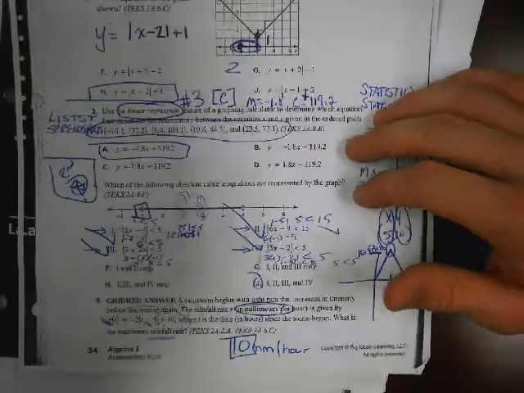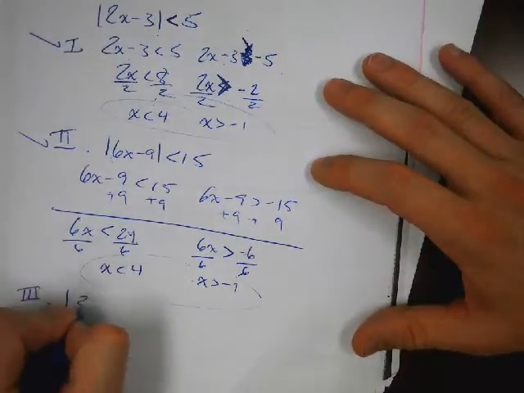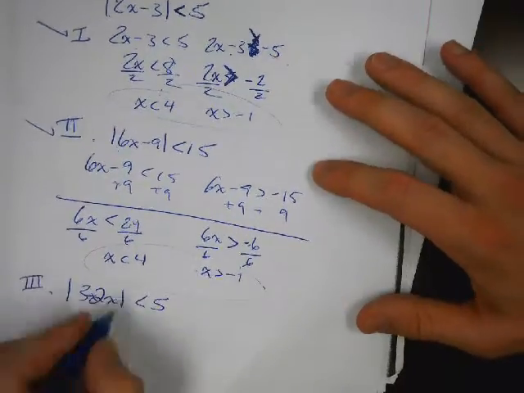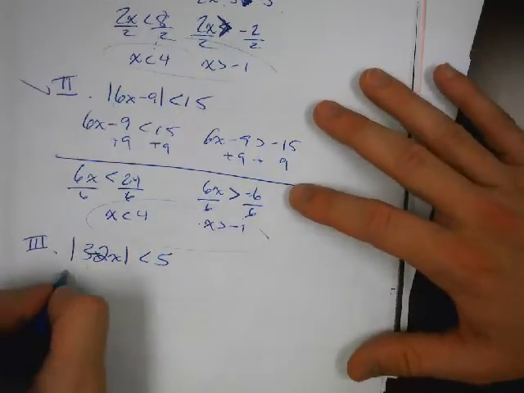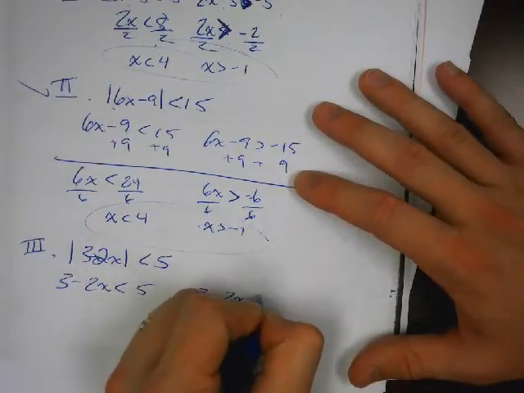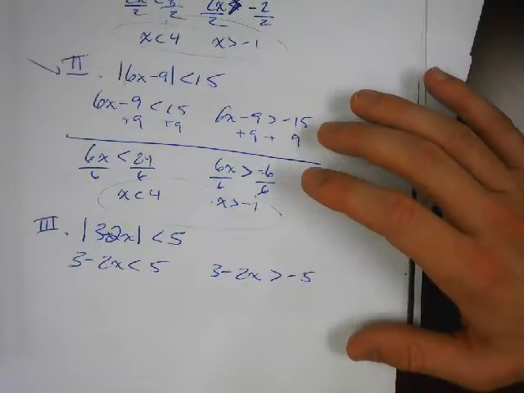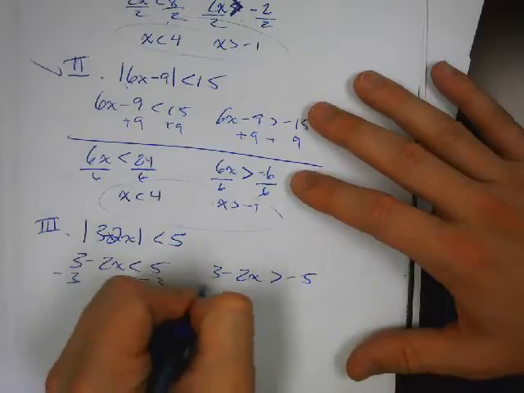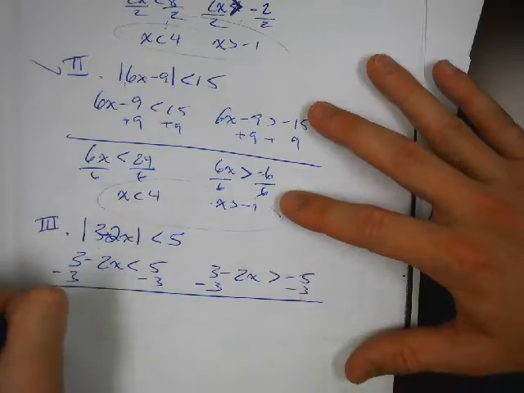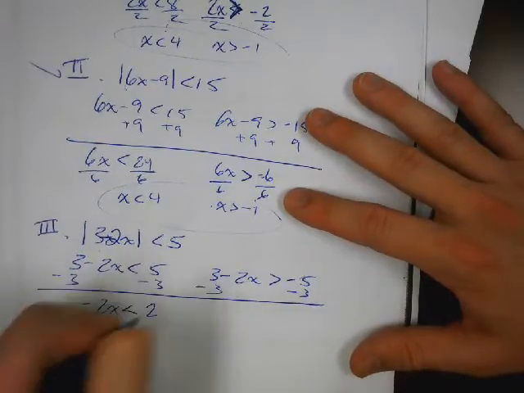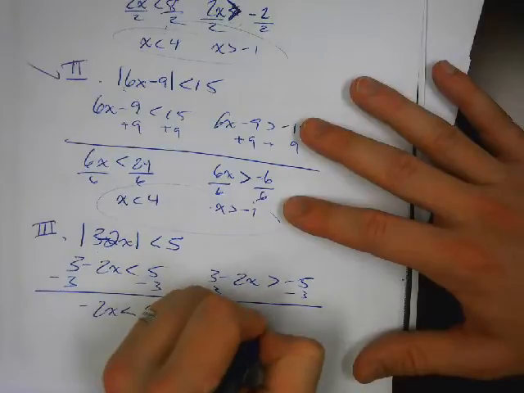says the absolute value of 3 minus 2x is less than 5. So when we're ready to break the absolute value symbol, we're going to have 3 minus 2x is less than 5, and 3 minus 2x is greater than negative 5. We can subtract 3. We're going to get negative 2x less than 2, and negative 2x greater than negative 8.